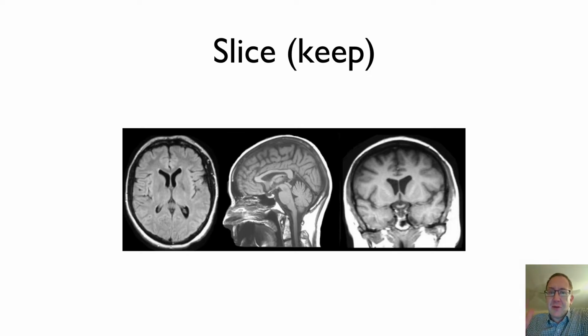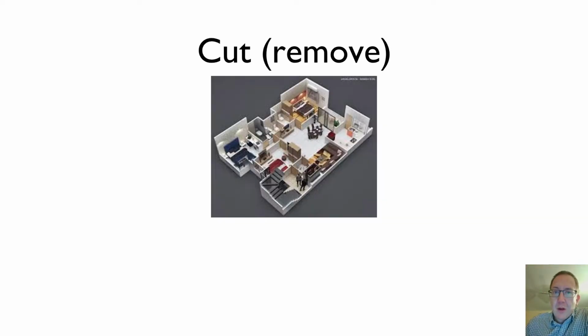Slicing is normally the idea that you are keeping the data. You are just making a slice through your data, like a CT scan would be a slice of the data. The rest of the data is there. You're just showing a particular slice. A cut is actually you remove the layer.